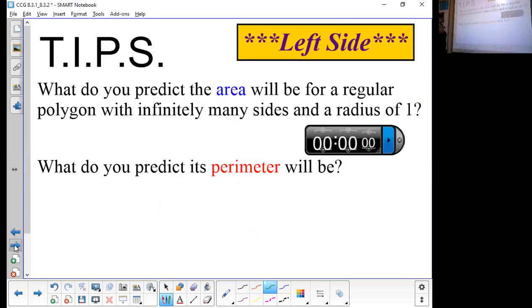Okay, so what I want you guys to do, I'm going to give you like 20 seconds by yourselves. I want you to predict what the area would be for a regular polygon with infinitely many sides and a radius of 1, and what the perimeter would be for a regular polygon with infinitely many sides and a radius of 1. Right now, no talking. Think and write down what you think the area and the perimeter would be for this polygon.